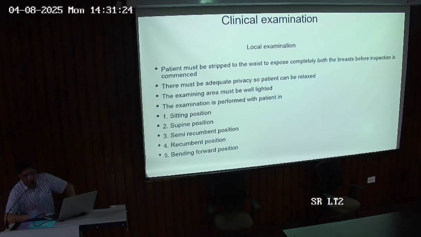There are 5 positions. One is supine, one is sitting. These are very simple. Then one is semi-recumbent position, recumbent position, and bending forward. Every position has its own importance. What we want to say is, if there is an inspection in 5 positions, there must be a sub-importance for every position.